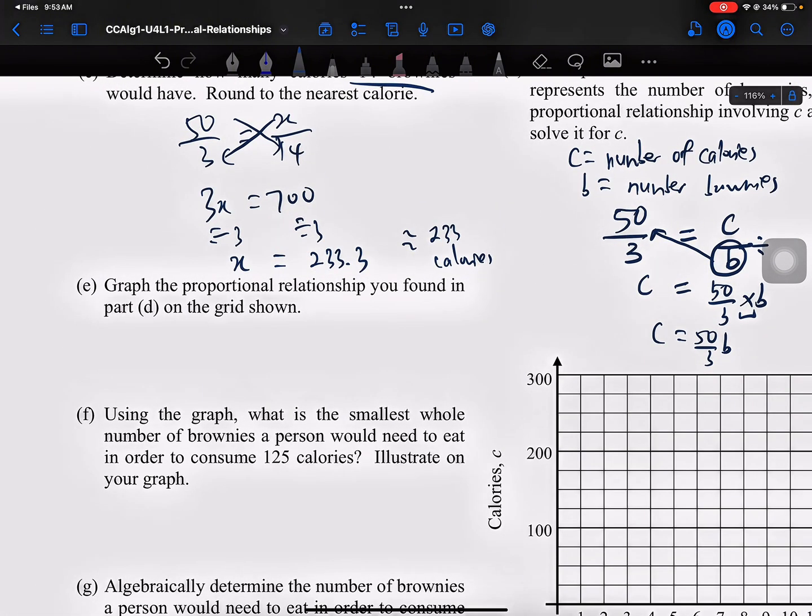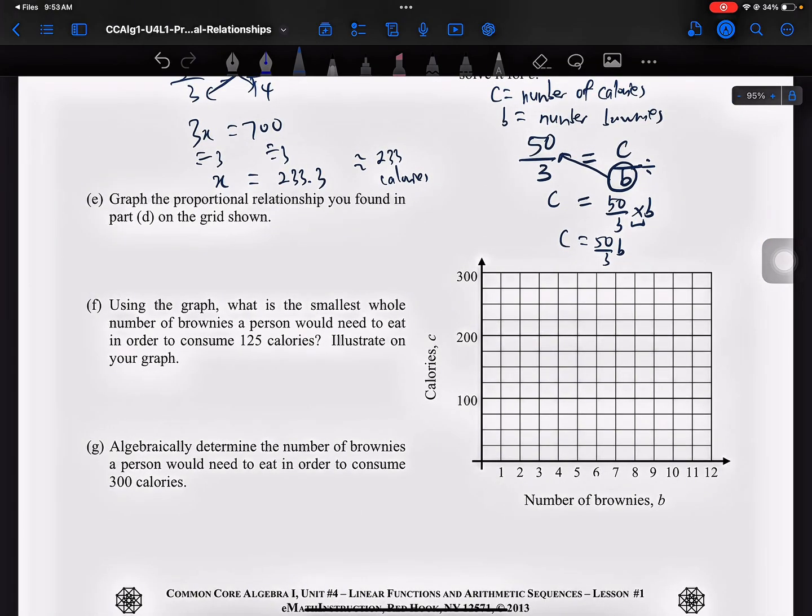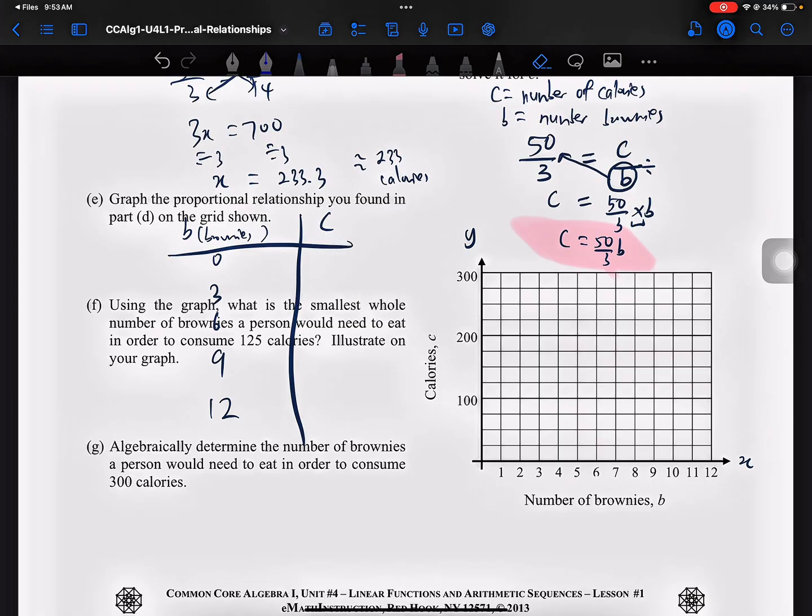Okay, next E, we need to graph the relationship. We know that B is on the x-axis, the horizontal axis, and this is y, the vertical axis, calories. By this equation, we will put in all the values. We will find C when the brownies B is 0, 3, 6, 9, 12.